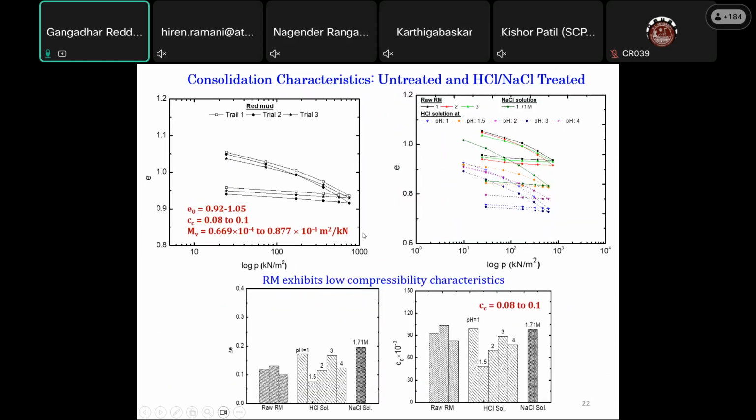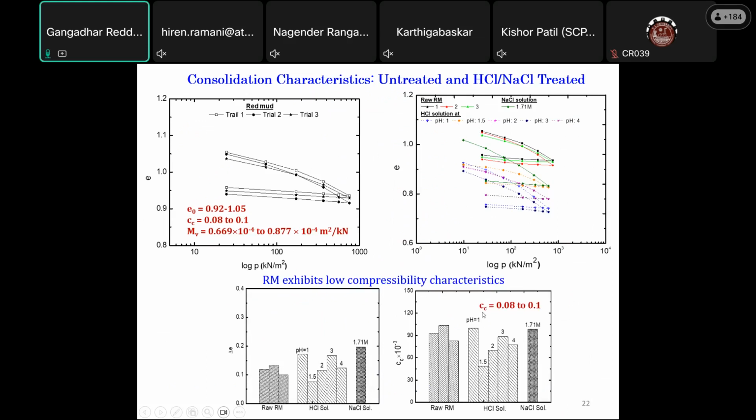So further, as I said, I used different kinds of pH solutions as pore water. So what happens to the consolidation, not only compaction? I further made studies on the consolidation. I observed that there is not much change in the Cc values.